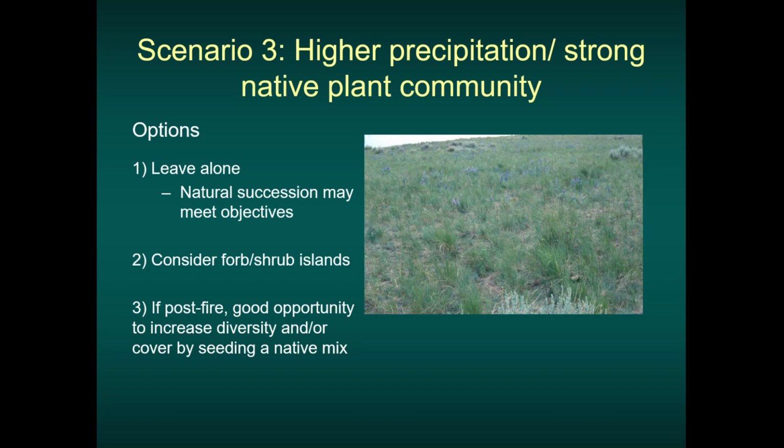You might consider, again, forb or shrub islands. If there's a fire, you might go in and put in some more natives, throw in a diverse forb mix and see what happens. But I wouldn't do anything to disrupt this community. I wouldn't do any tillage. I wouldn't do any mechanical or chemical control unless it was very selective.